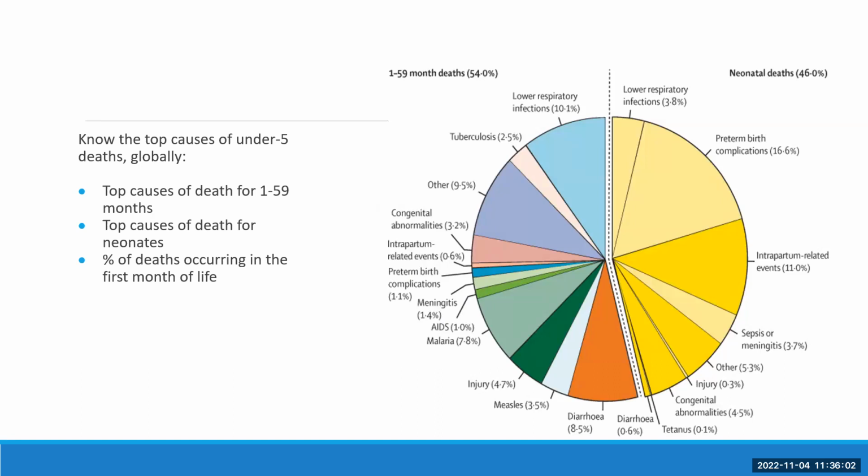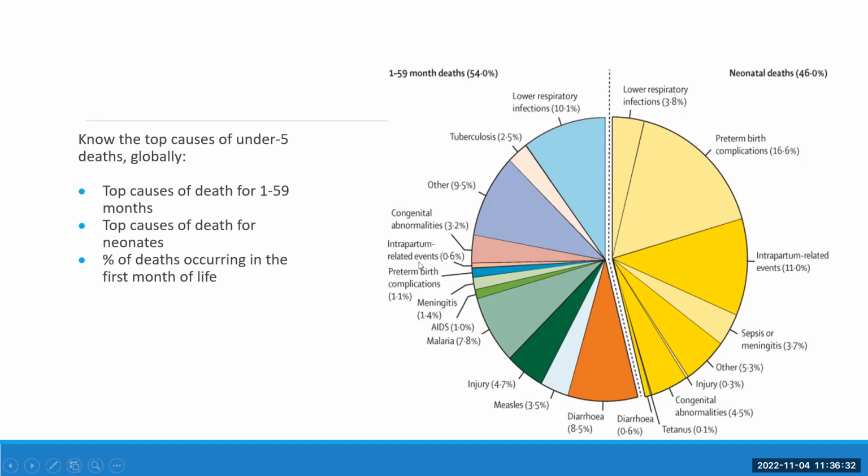Okay, so this graph then shows the top causes of death globally for children under 5. And I have the notes here that I have in our study guide for what you should know out of this: the top causes of death for children 1 to 59 months, the top causes of death for neonates, and then the percent of deaths occurring in the first month of life.